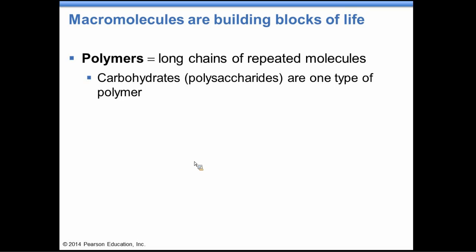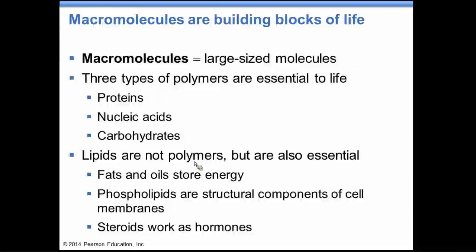Macromolecules are building blocks of life. Organic compounds sometimes combine to form long chains of repeated molecules. These chains are called polymers, and there are 3 types that are essential to life: proteins, nucleic acids, and carbohydrates, along with lipids, which are not polymers but are still classified as macromolecules because of their large sizes. Lipids include fats and oils for energy storage, phospholipids for cell membranes, waxes for structure, and steroids for hormone production. Although chemically diverse, these compounds are grouped together because they do not dissolve in water.